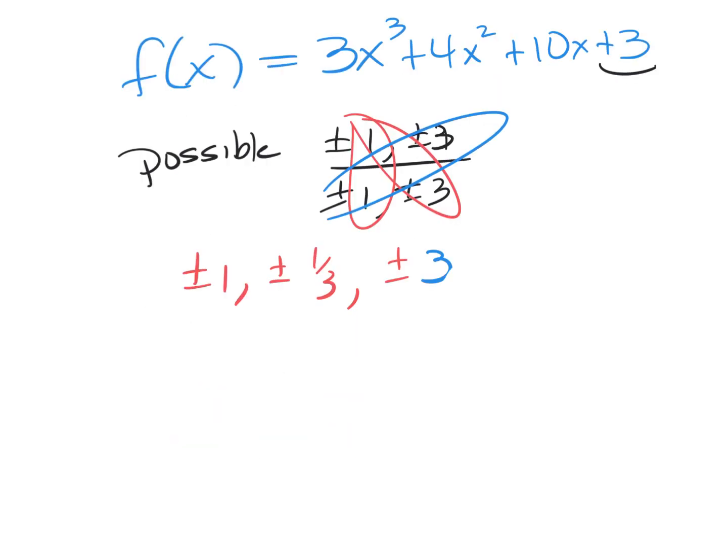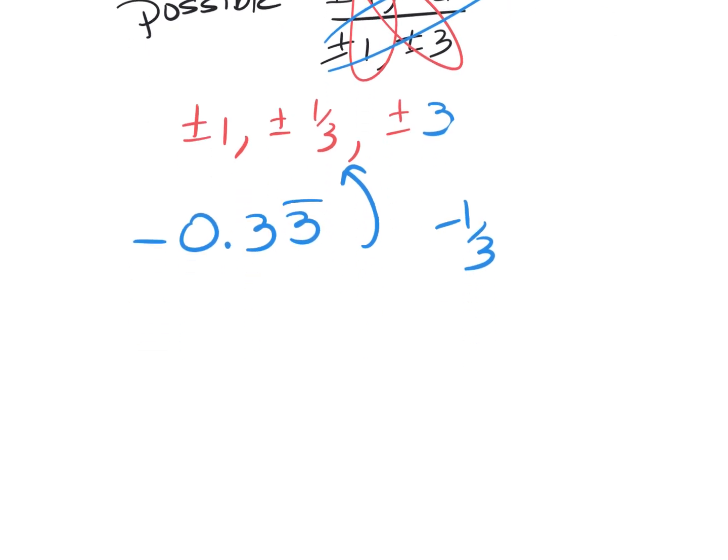So this was my possible zeros. I saw on my calculator, once I did the trace feature, it was -0.3 repeating. So this tells me it's -1/3. Do not try to do synthetic with just -0.3. You will not get the correct answer. You have to do synthetic with the fraction. So I'm going to do synthetic with -1/3.